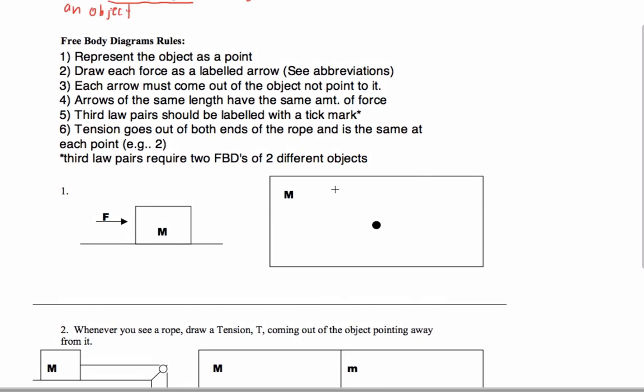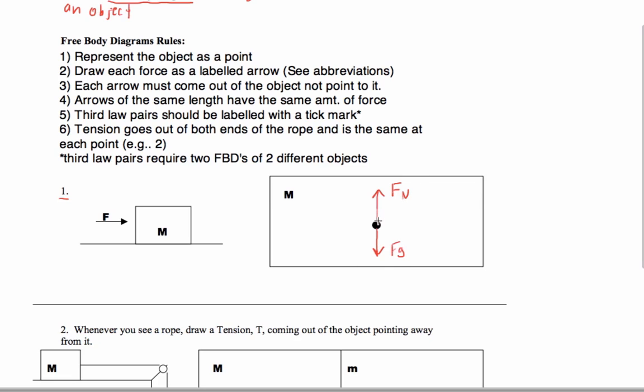Let's do a free body diagram for number 1. So notice I've already drawn a point here. Draw points. Don't draw boxes. Draw points. Now, we're going to draw the normal force on this object pointing up. I'm using those abbreviations. And it turns out the weight force points down. I'll call that Fg.